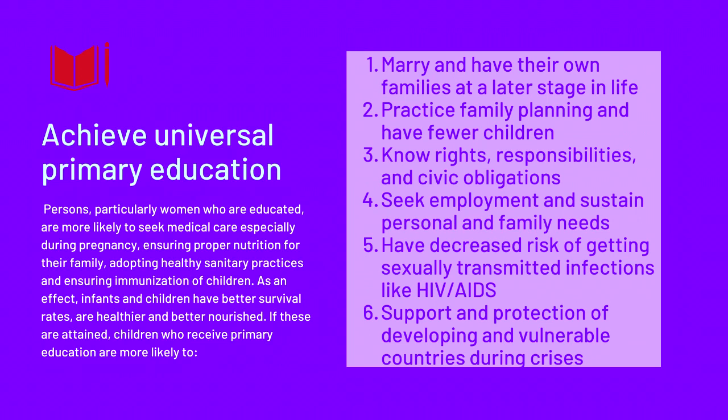If these are attained, children who receive primary education are more likely to marry and have their own families at a later stage in life, practice family planning, and have fewer children, know rights, responsibilities, and civic obligations, seek employment and sustain personal and family needs, have decreased risk of getting sexually transmitted infections like HIV and AIDS, and support and protection of developing and vulnerable countries during crisis.